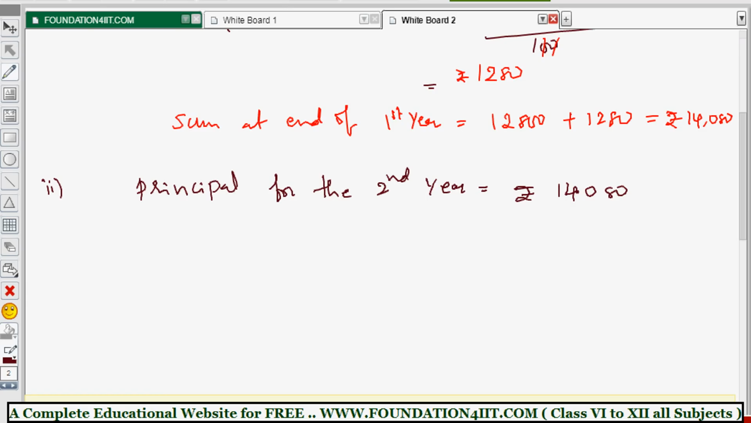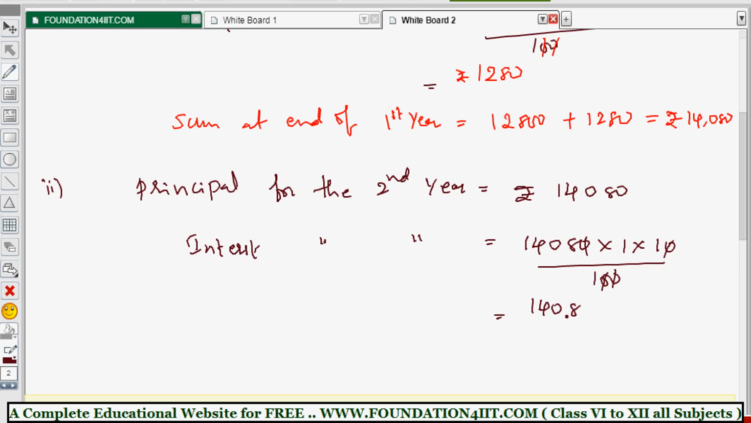Now for this principal, find out the interest you earn for the second year. Same PTR by 100. Principal is 14,080, time is 1 year, rate of interest is 10% by 100. Now just simplify this. One zero and here one more zero, you can cancel it. So finally 1,408. Right.